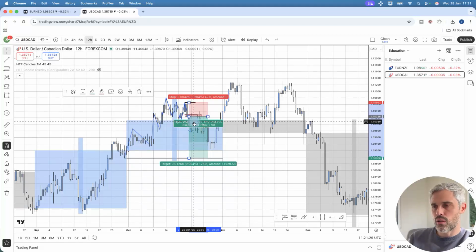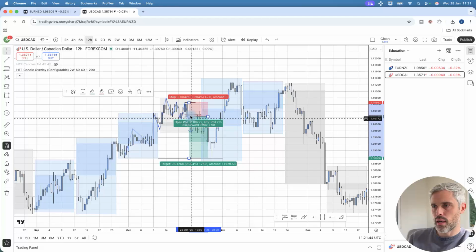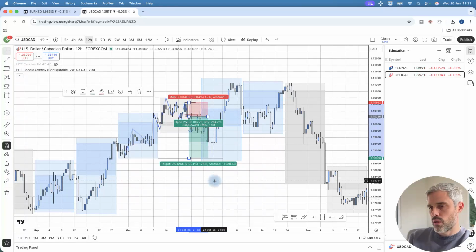If you have monthly on side, you can push for higher targets. If you don't, just take your target as the CRT completion of that 2-week CRT, whereby you get range or accumulation, manipulation, and then dump to the low.